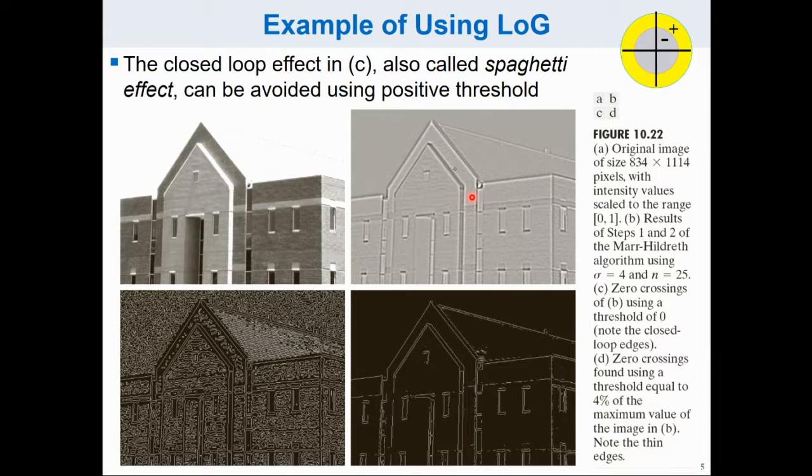So we find the maximum value, we find what's 4%, and that becomes my threshold. And then we look at the different points over here, and then we eliminate anything that's below 4%, and then we will get this much cleaner image. As you see, it's thin edges, it's not double edges as we've seen with the Laplacian of Gaussian as a second derivative by itself. It's very nice, very clean, contains all the details that I really want.